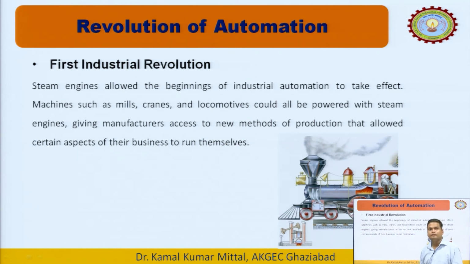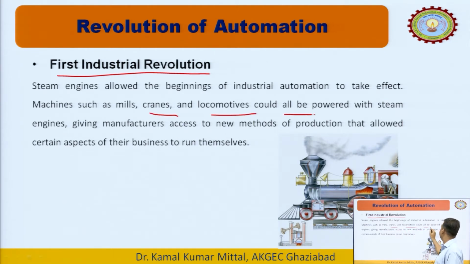So first industrial revolution, steam engines allowed the beginnings of industrial automation to take effect. Machines such as mills, cranes, locomotives could all be powered with steam engines. Means in this we are using the pressure of steam. Steam is having high pressure. So we are utilizing that pressure to move the cranes.